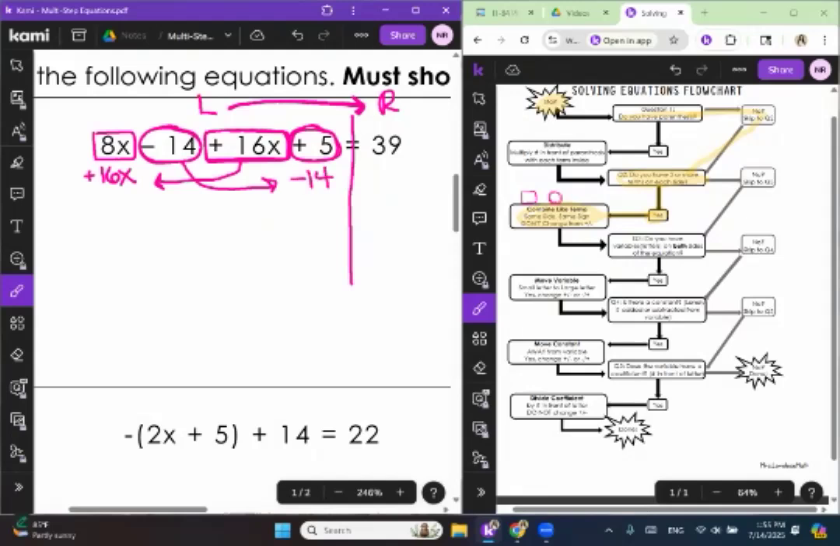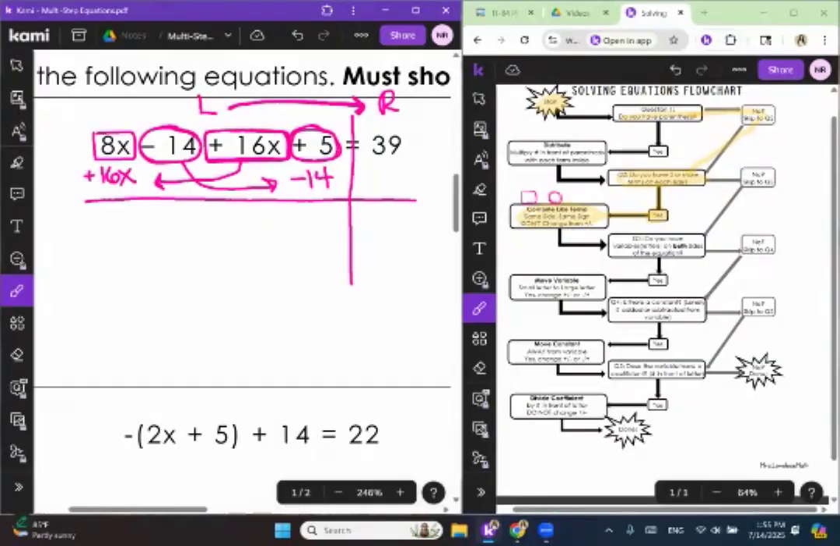Notice I didn't change from minus to plus. I did not change from plus to minus. That is because we're still working on the same side. 16 is still on the left side. 14 is still on the left side. You only change from plus to minus when you're going from left to the right. The rule is cross the line, change the sign. Don't cross the line, don't change the sign.